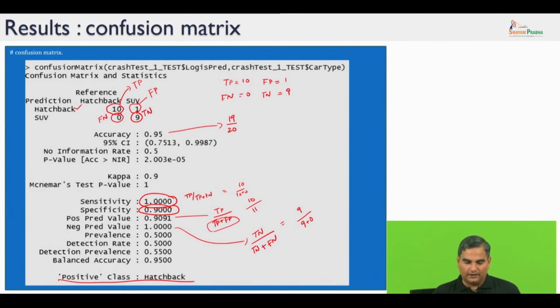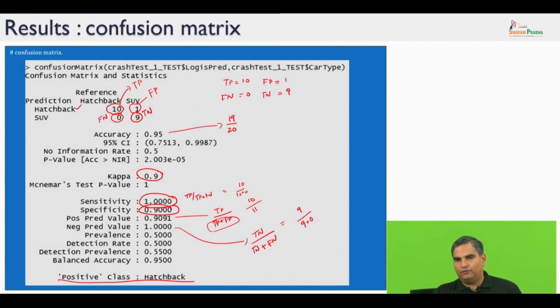The other ones, prevalence, detection rate, detection prevalence and balanced accuracy, are very simple calculations based on the formulae that we have in the slides of this lecture. So, this gives you an idea of how to interpret the results that come out of an R code for a classifier. Also, you notice that this kappa value is here, based on the complicated formula that I showed you before.